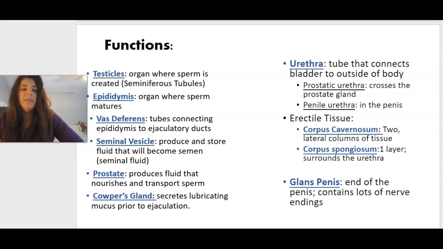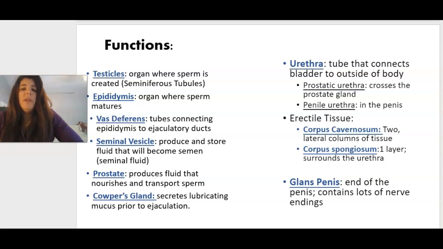So the prostate specifically produces fluid that transports and nourishes the sperm. The Cowper's gland, or the bulbourethral gland, is going to secrete lubricating mucus prior to ejaculation, and all of those things will mix in with the fluid from the seminal vesicle and the sperm to make semen.